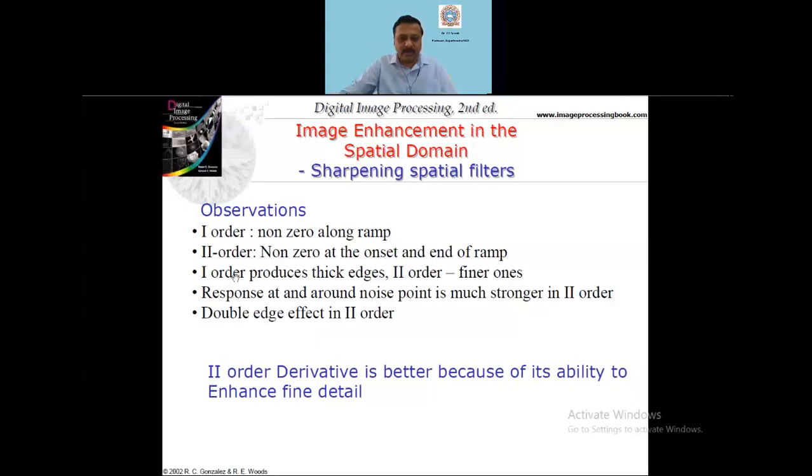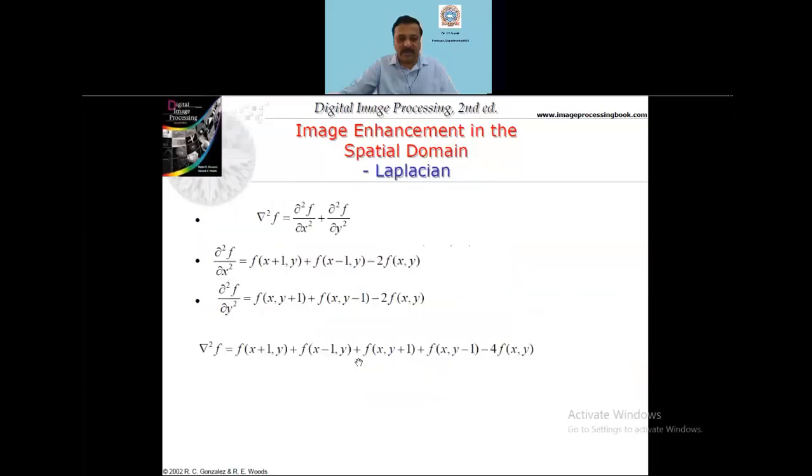One of the major differences is the double edge effect that you will have in the second order, which was not seen in the first order. Another thing is that the response around the noise point is much stronger in the second order. In fact, when we discuss segmentation and try to identify points, we are going to use the second order derivative. So we will discuss this again there.